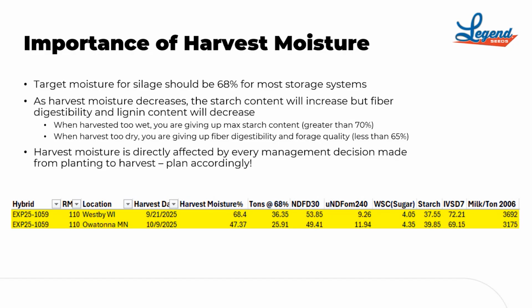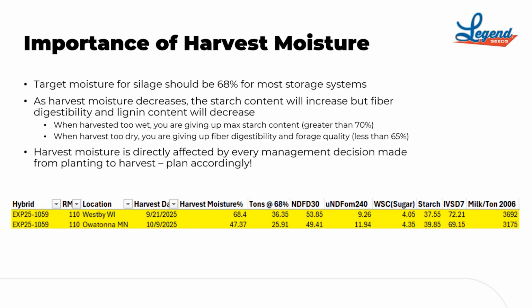The harvest moisture is extremely, extremely important to quality. There's an inverse relationship between moisture and quality. As moisture of silage decreases, if we go from 70 to 69, 68, 67, 66, and on down the list, our starch content rises because the grain is maturing more and more. So we get more starch content, but we lose fiber digestibility every single day.